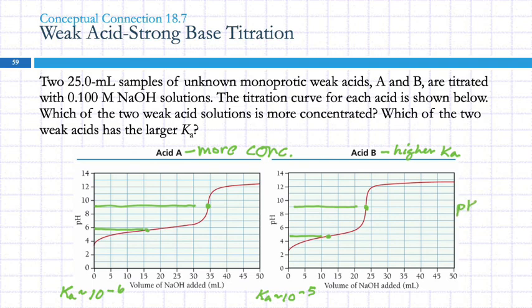So if the pKa is 5, it's a little less than 5, right? Then the Ka is equal to 10 to the negative 5. Because Ka is equal to 10 to the negative pKa.